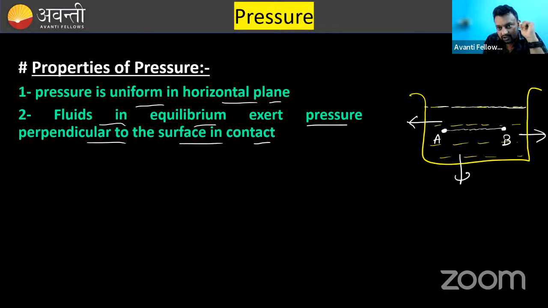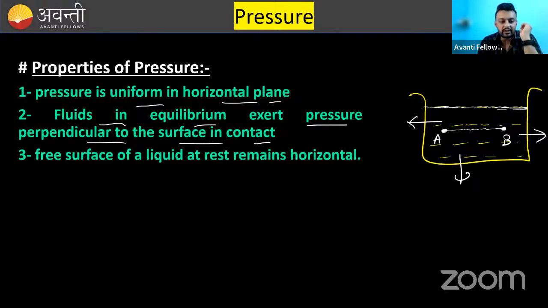However, there is a slight change that we will see later, that angle of contact thing. But in equilibrium, the surface of the liquid remains horizontal. This is another punchline. Free surface of a liquid at rest remains horizontal. I think every point is clear.